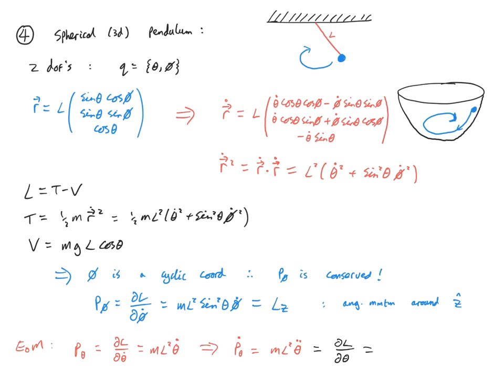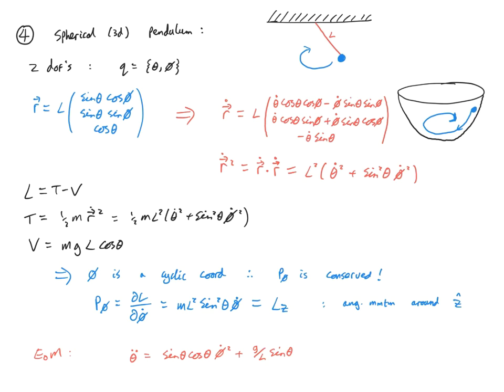And this quantity, when you work it out, is simply ml squared sine theta cos theta phi dot squared plus mgl sine theta. So to summarize, the equation of motion along the theta direction is as follows. And this is the result once we've cancelled a few irrelevant factors.